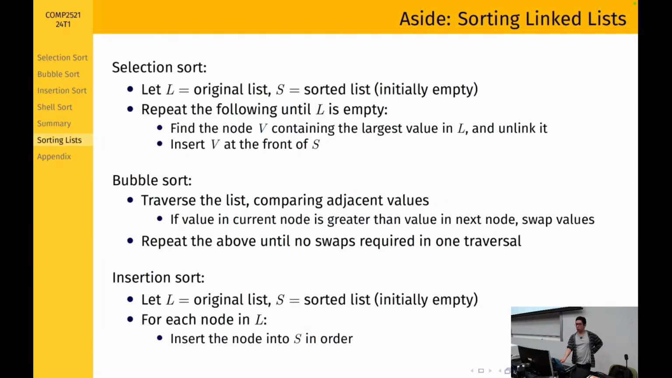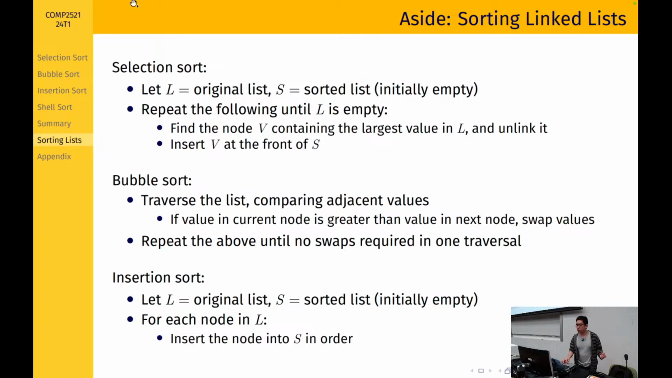Now there's a brief aside here for sorting linked lists. We're not going to be focusing on this, but for the first few algorithms that we talked about, selection sort, bubble sort, and insertion sort, you can implement something which contains the essence of the sorting algorithm. So for example, for selection sort, one way you could sort a linked list, similar to the way selection sort sorts an array, is you go through the list, find the largest value, and then insert it.